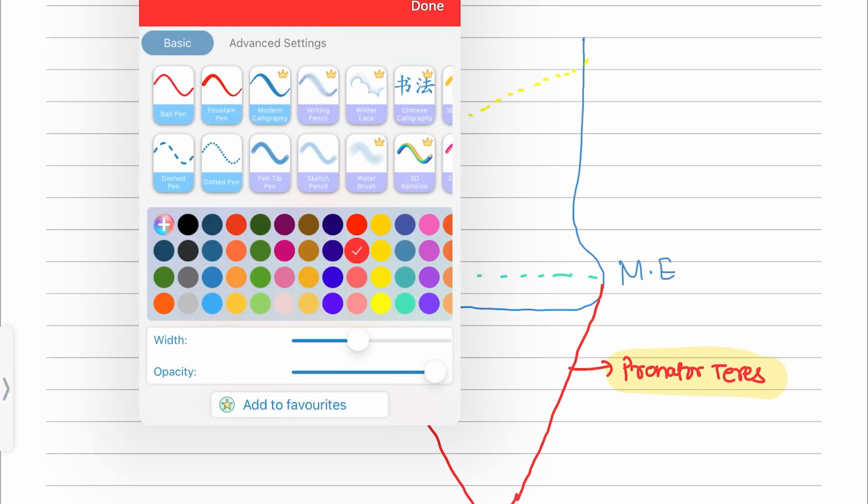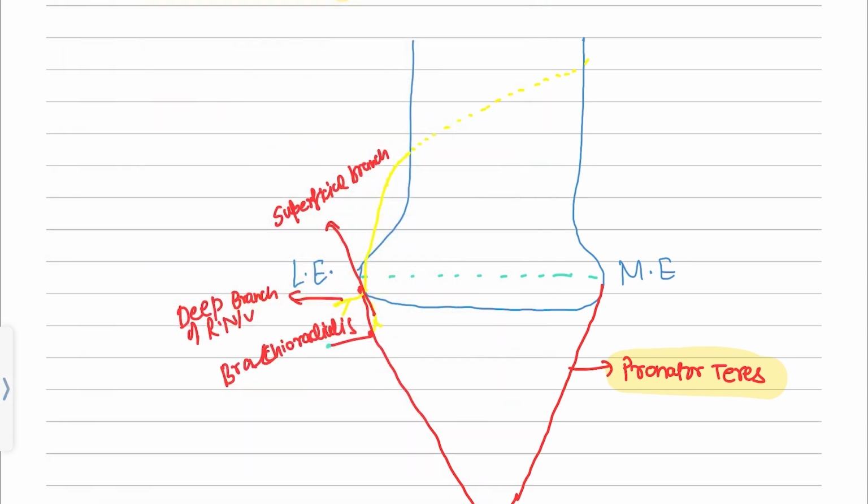These aren't the contents of the cubital fossa. These are just here so I can show you how these nerves pass. So this is the ulnar nerve, and as I've already shown you, the superficial branch of the radial nerve.